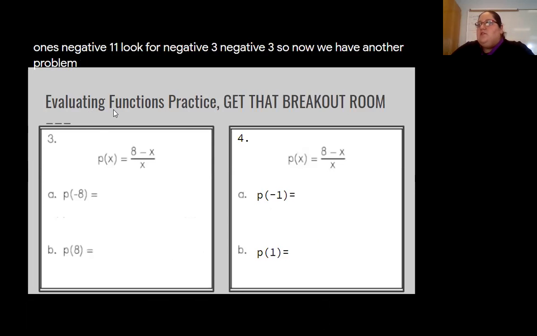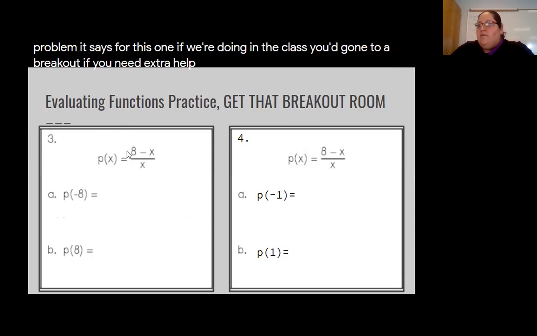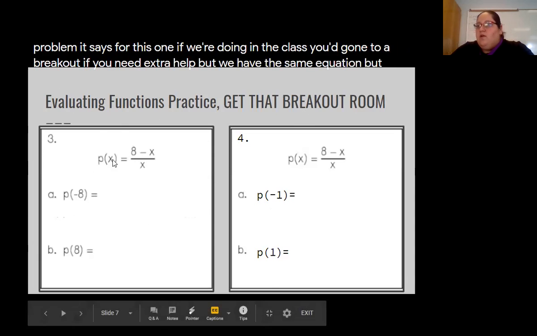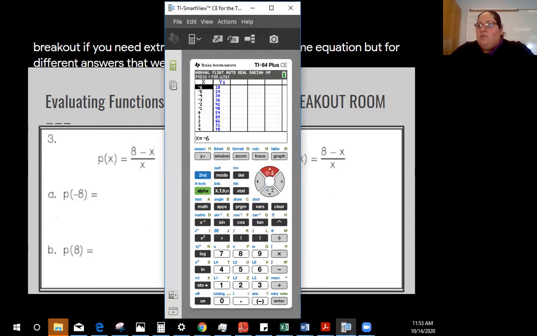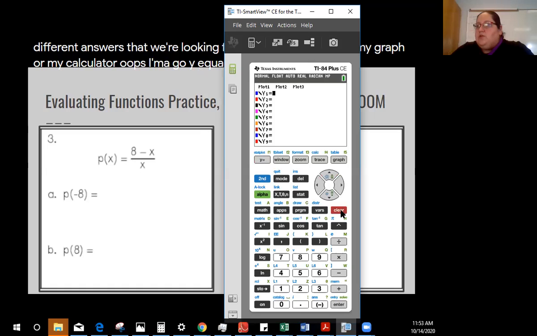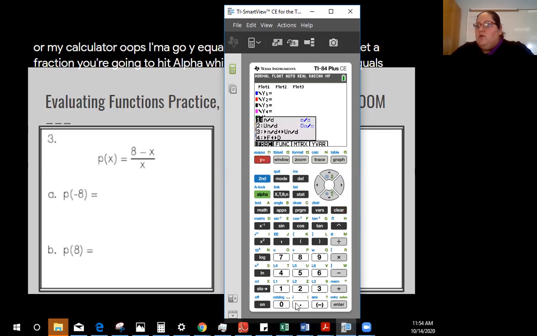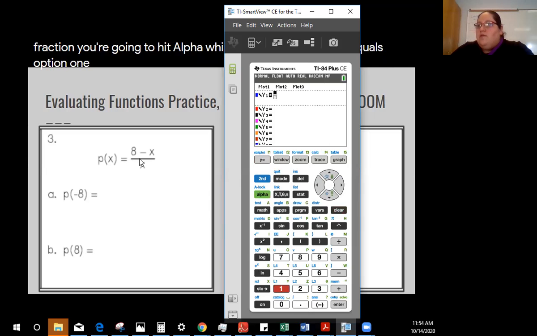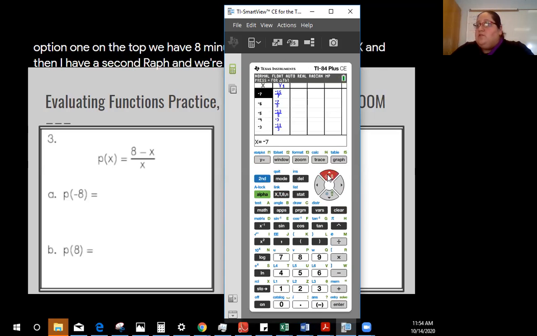So now we have another problem. For this one, if we were doing it in class, you'd go into a breakdown if you needed extra help. But we have the same equation, but 4 different answers that we're looking for. So I'm going to pull up my calculator. I'm going to go Y equals, and push clear. Now to get a fraction, you hit alpha, which is the green button, Y equals, option 1. On the top, we have 8 minus X. Press down, we have X.